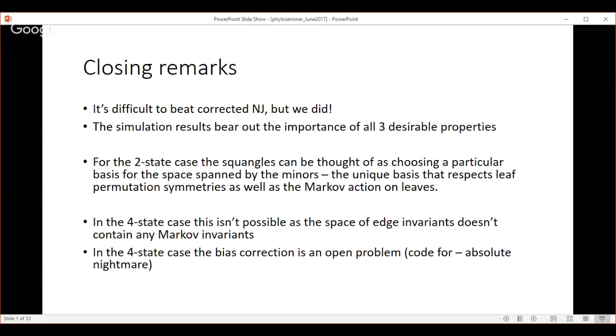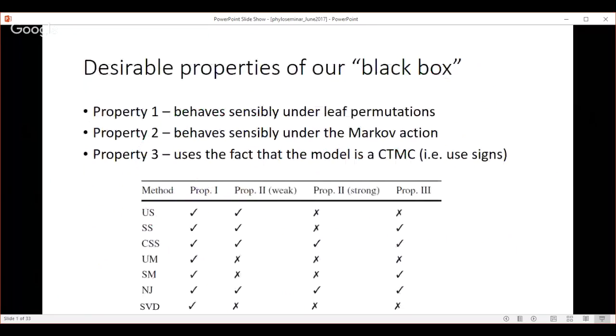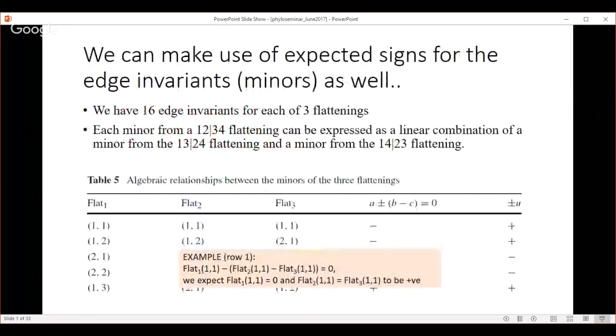So they certainly, I think it would be unlikely that it's something particularly special about edge invariants in the binary case that they have these linear relationships.